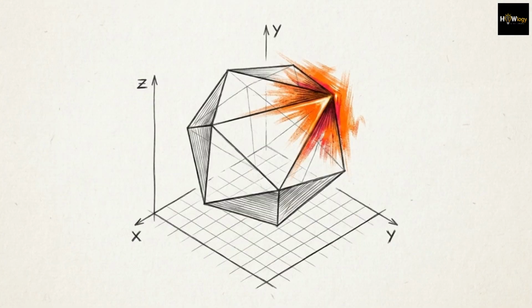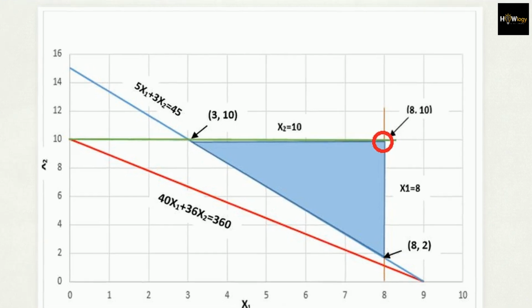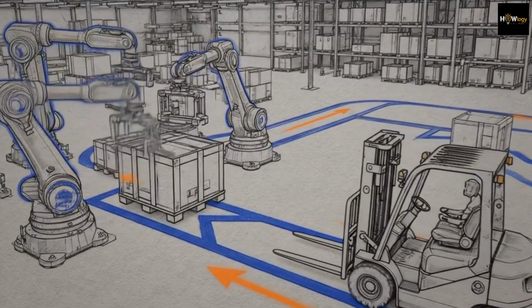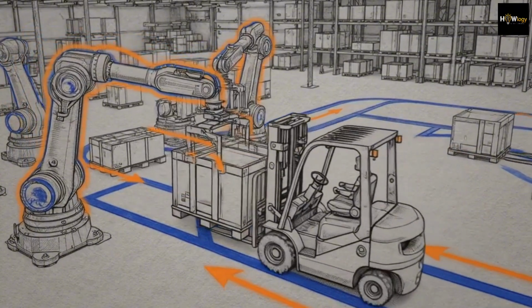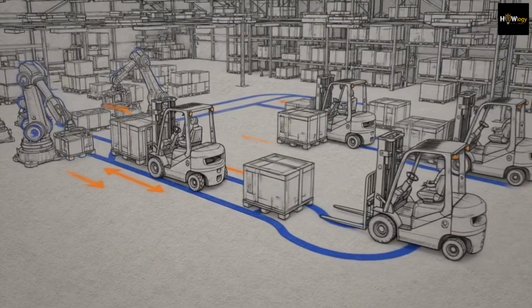While every point in this region is a valid choice, we are searching for the single coordinate that yields the maximum possible profit. According to the extreme point theorem, the optimal solution is always found at a corner of this shape. By testing these coordinates against our profit equation, we pinpoint the highest value, producing 8 units of X1 and 10 of X2. By identifying these geometric intersections, a company moves past a range of good options to find the exact production level that maximizes their limited resources.